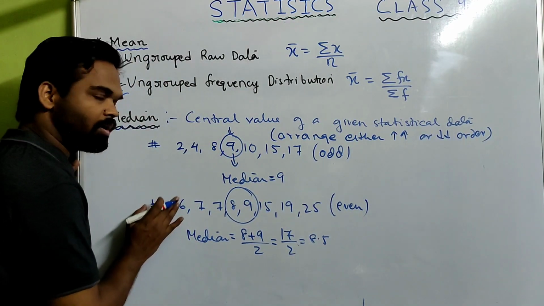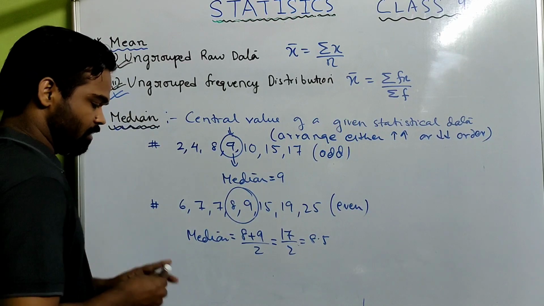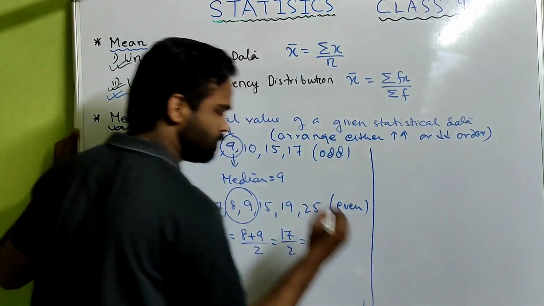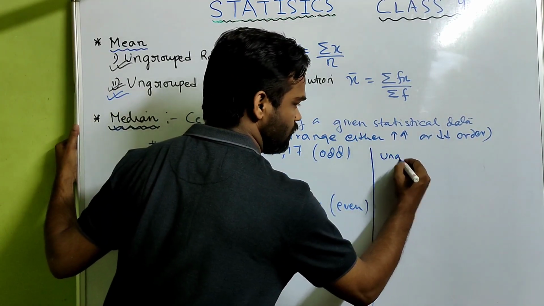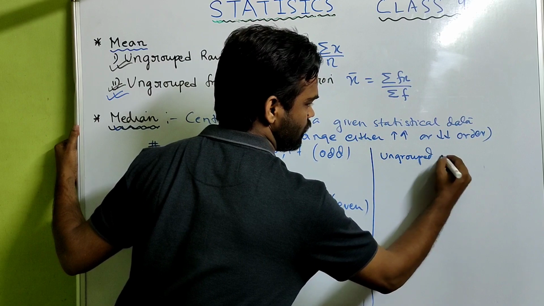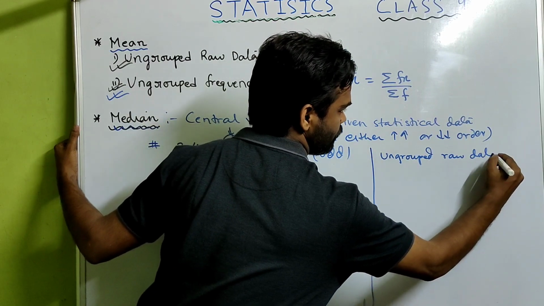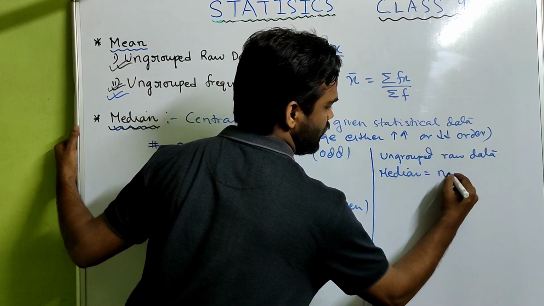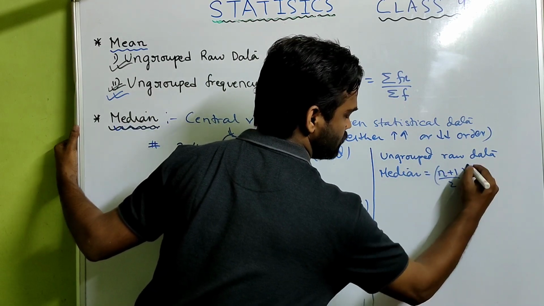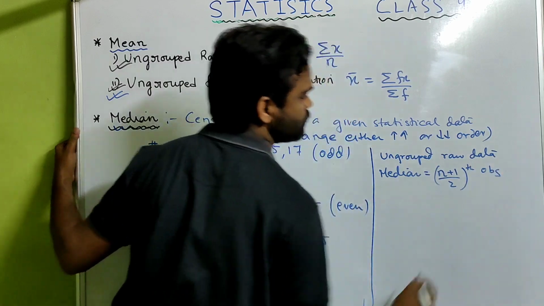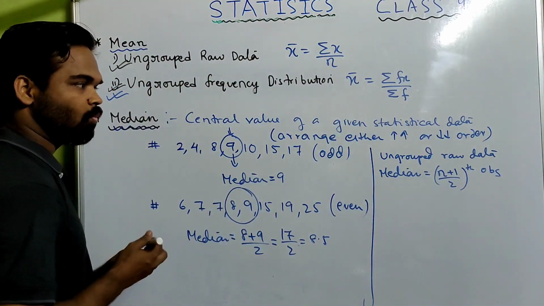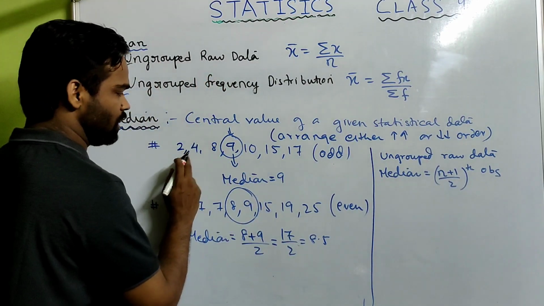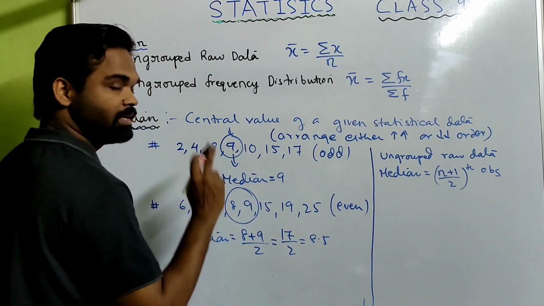See, whether it is odd or even, remember only one formula for ungrouped raw data, very important. For ungrouped raw data, median is equal to (n plus 1) by 2th observation. Like in this scenario, see 1, 2, 3, 4, 5, 6, 7.